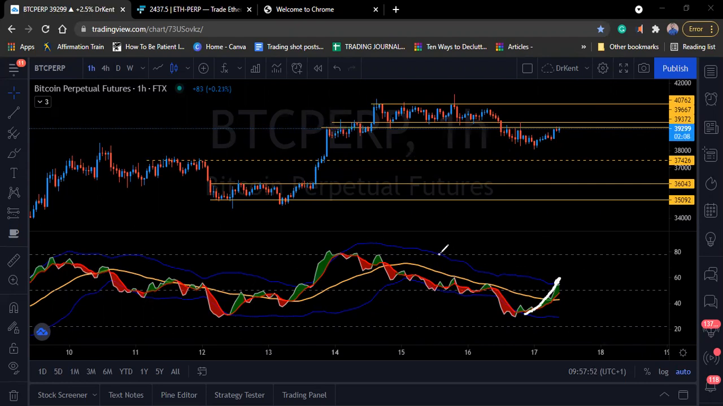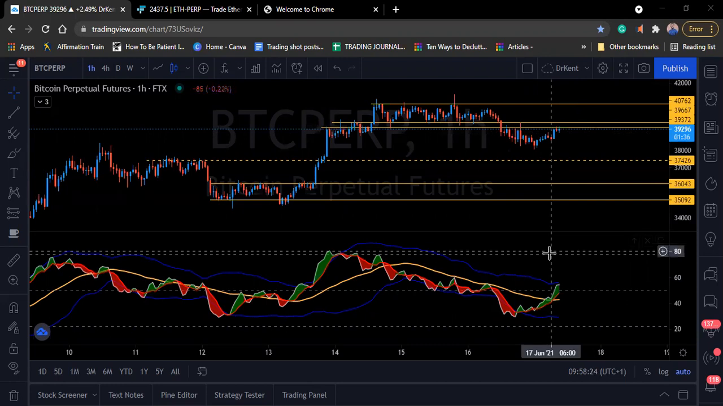Now, these blue bands on your TDI also act as dynamic resistance and support levels. And most times, if you look clearly on your chart, whenever the price line, which is this white TDI line, is around this blue Bollinger band here, most times it coincides with an area of resistance. Like I said, most times nothing works perfectly in trading.